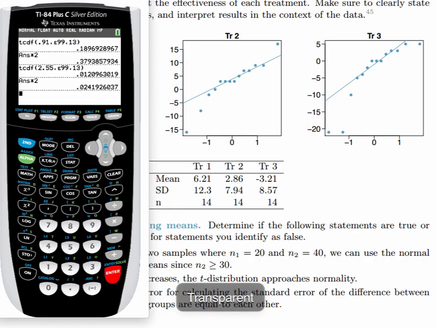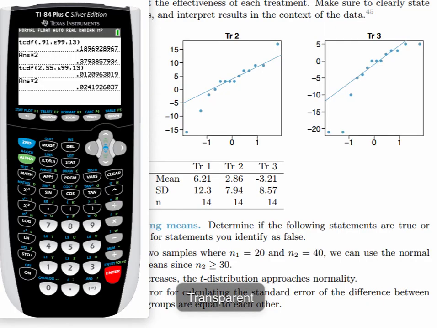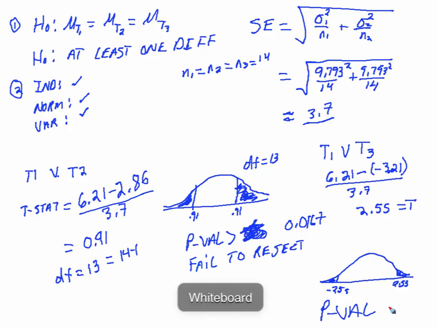So the corresponding p-value was 0.024. Again, we're going to end up failing to reject, because notice we would have rejected at 5%, but we're not using 5% as our level of significance. We're using alpha star here. So we again are going to fail to reject.